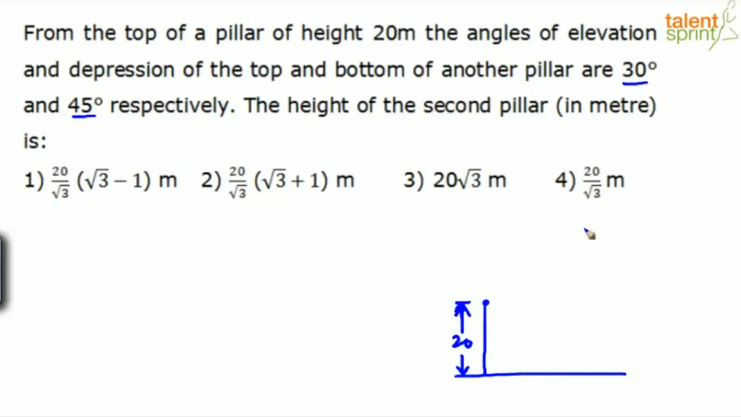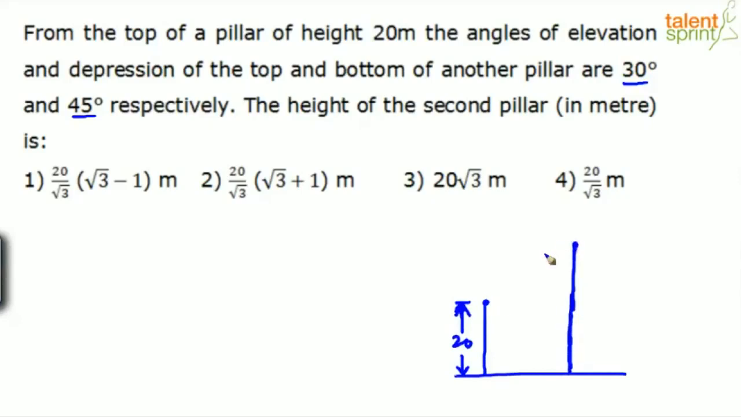So let's say there's one more pillar. It is obvious that the other pillar is taller. Only then you'll have angles of elevation and depression, right? If it is the same as this pillar, there won't be any angle of elevation, right? They'll be in a straight line. But there is an angle of elevation of 30 degrees. So clearly the other pillar is taller. I hope all of you are getting this point. So this is the second pillar.